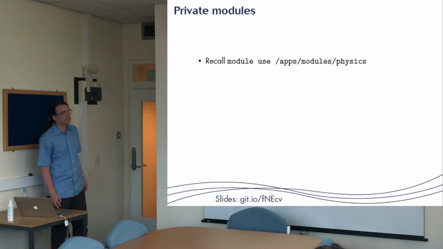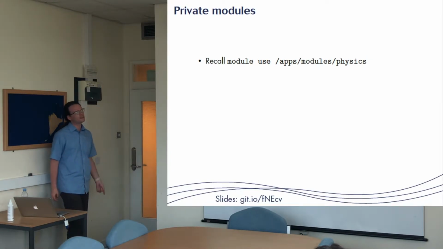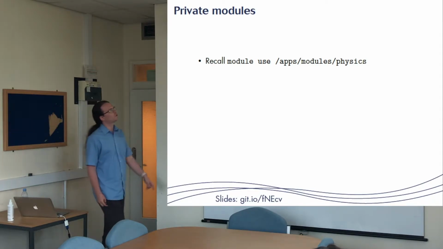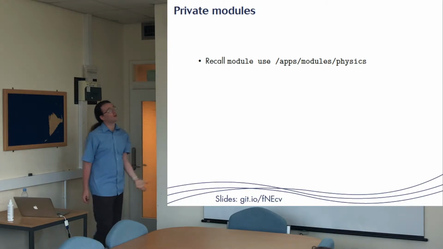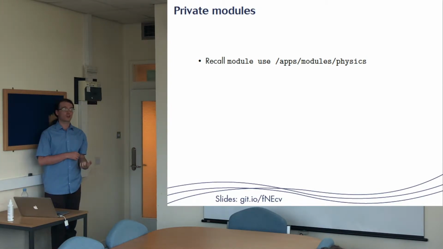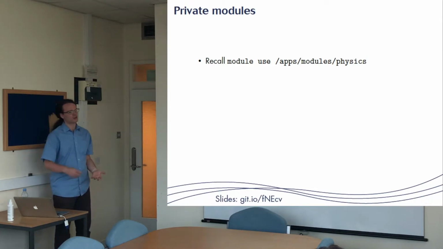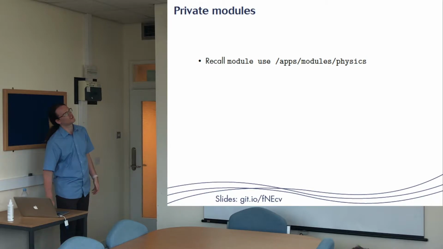So other things you can do with module. Now we've seen the structure of a module file and know how it works. So we recall you have this use /app/modules/physics, and that's just a directory, right? So in principle, you can just create your own directory and use that. So create a directory in your home directory, say module, use that directory, put some module files in that, and you've got your own modules that you don't have to get your sysadmin to set up for you.